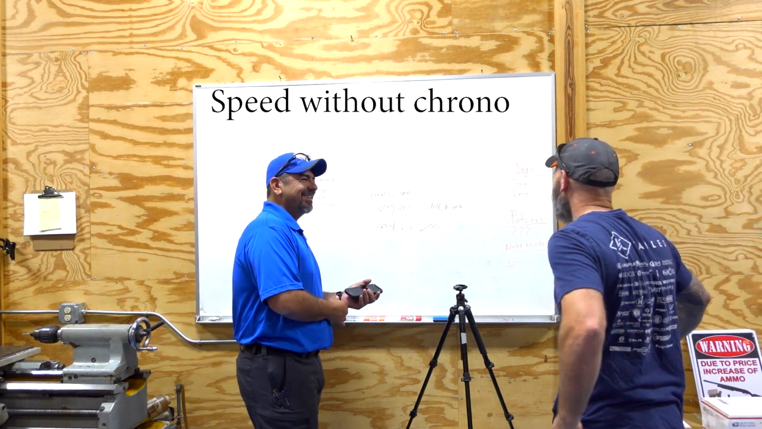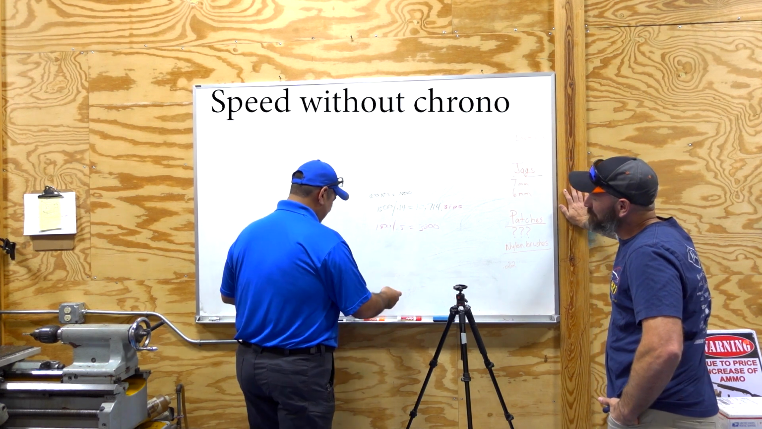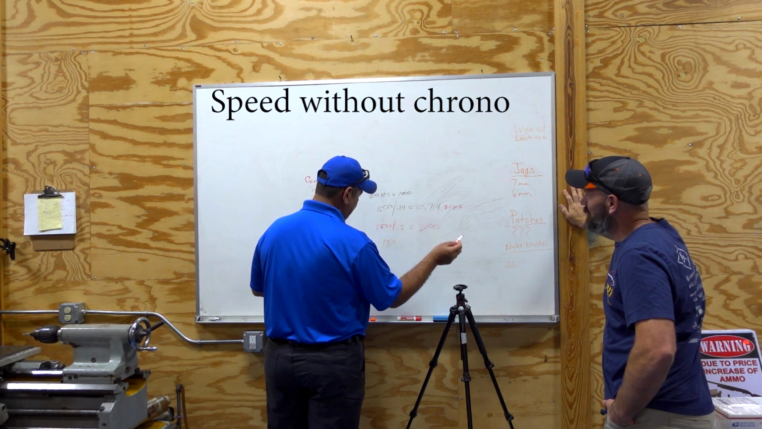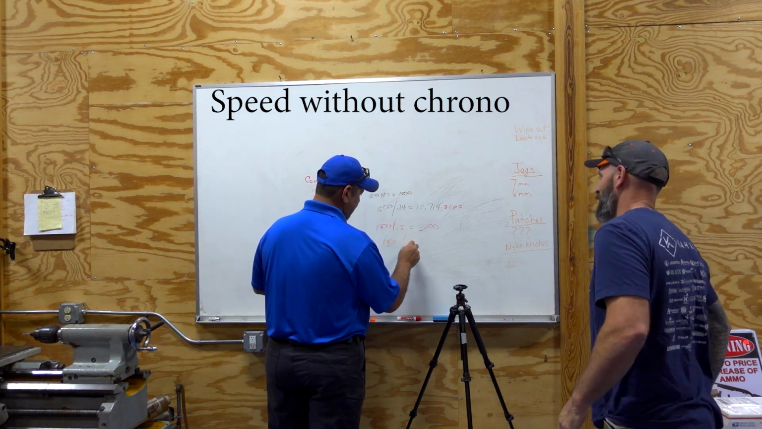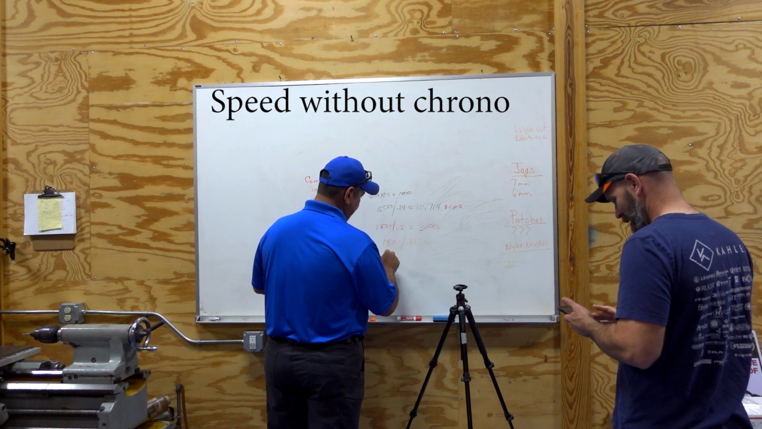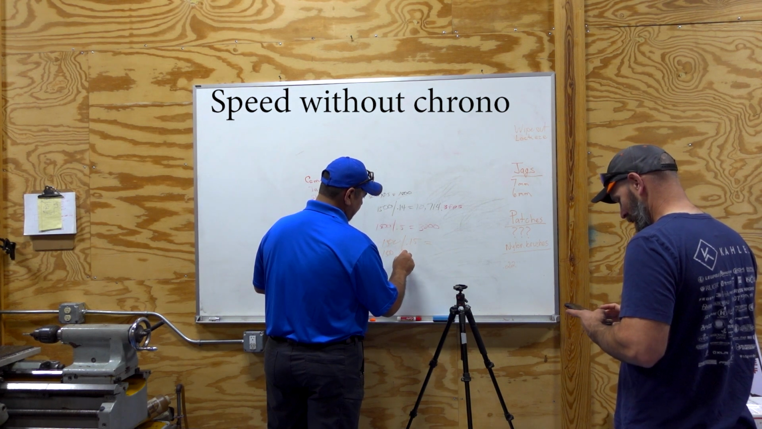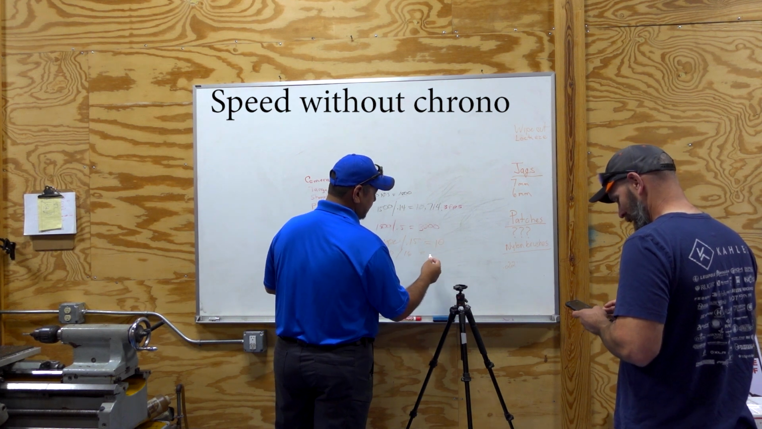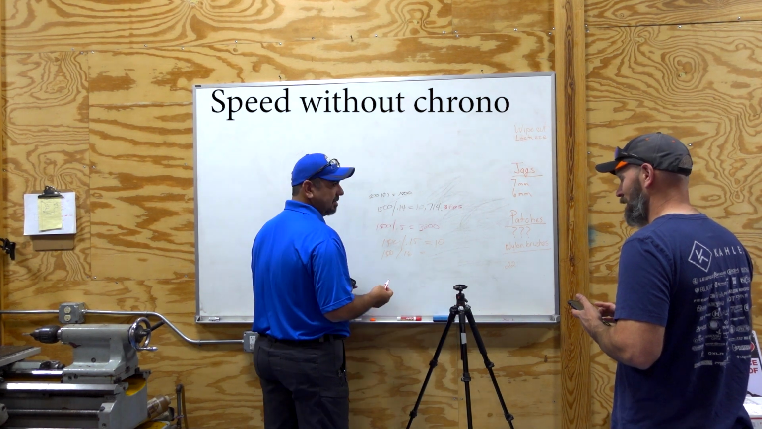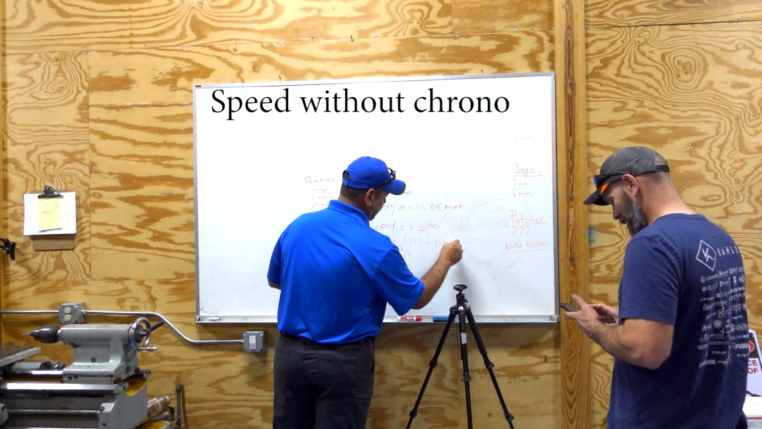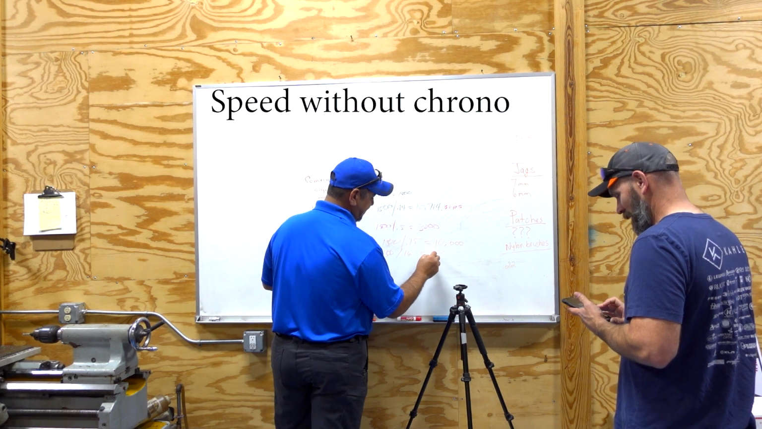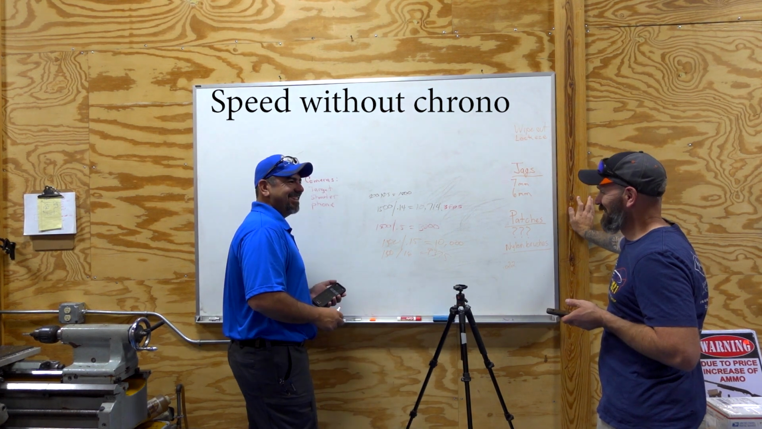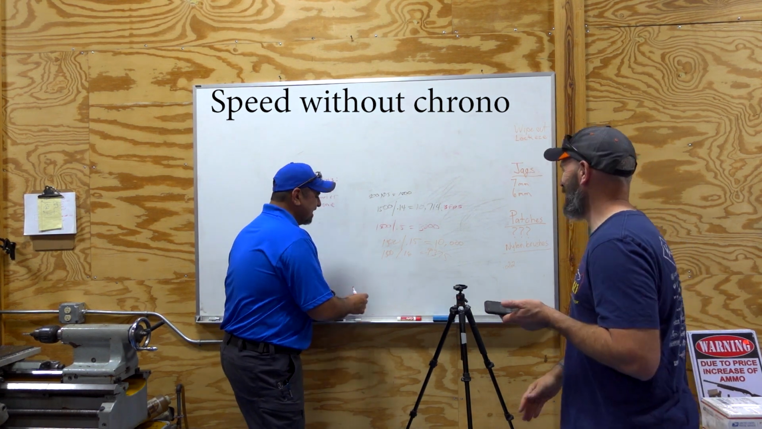So 1,500. Get your calculator out. Divided by 0.15. 1,500 divided by 0.16. 10,000. 10,000 what? Feet per second. No, it's 10,000, period. Oh, okay. That's right. What about the other one? 9,375. Oh, man, that's huge. Huge, man.